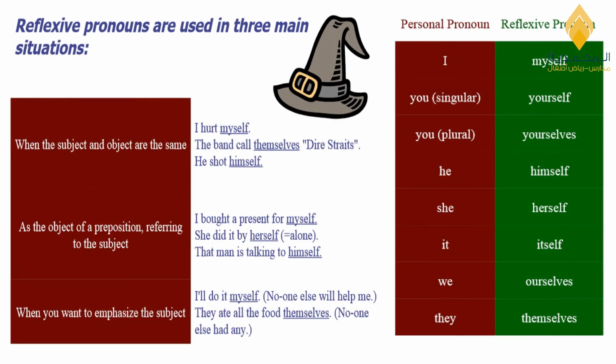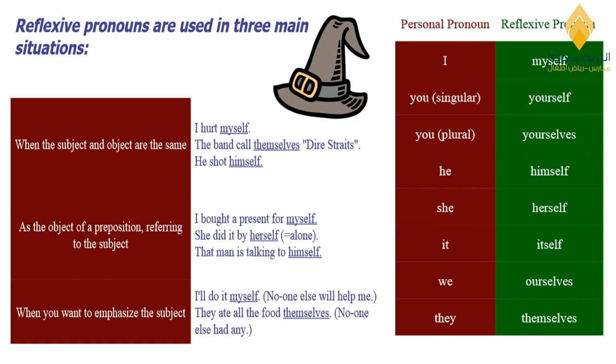Reflexive pronouns are used in three main situations. When the subject and object are the same: I hurt myself, the band call themselves, he shot himself. Or when the object of a preposition refers to the subject: I bought a present for myself, she did it by herself, that man is talking to himself. When you want to emphasize the subject: I'll do it myself, no one else will help me; they ate all the food themselves, no one else had any.